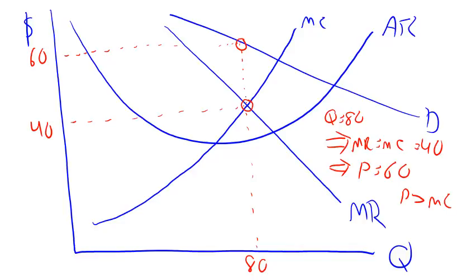Since the firm maximizes profit when marginal cost equals marginal revenue, and since price is always above marginal revenue, that means that price will be greater than marginal cost.